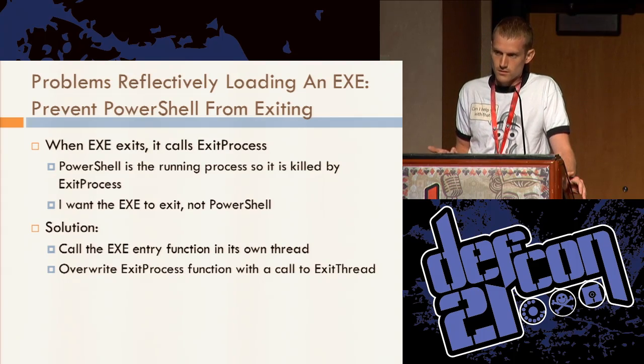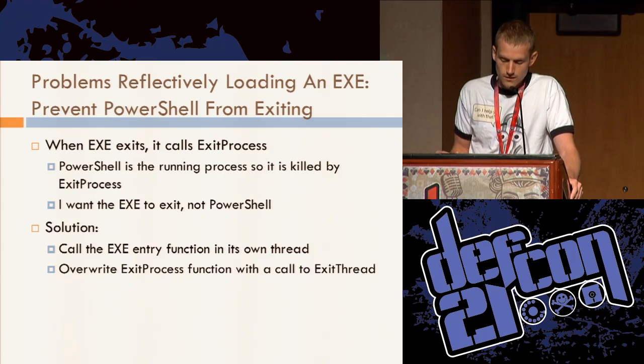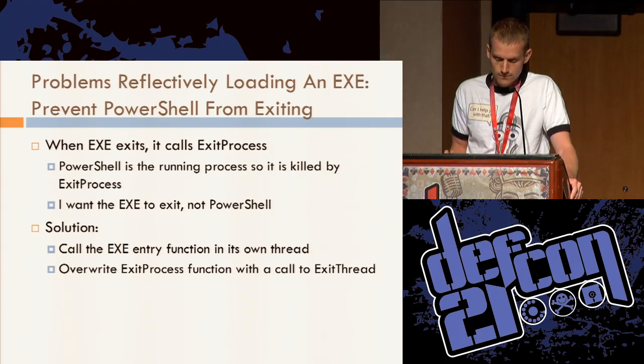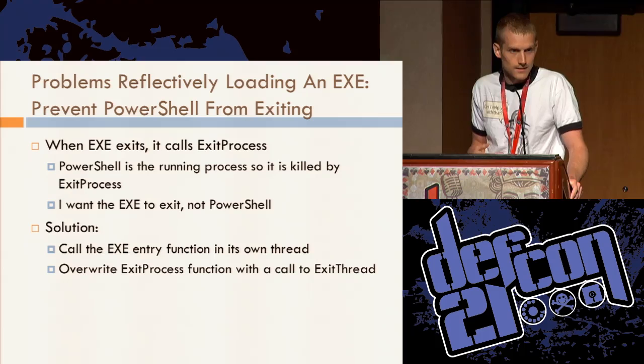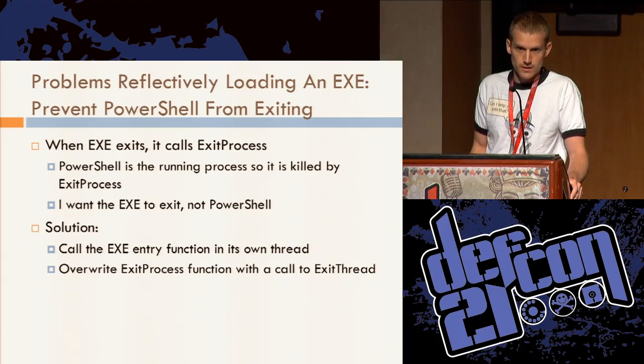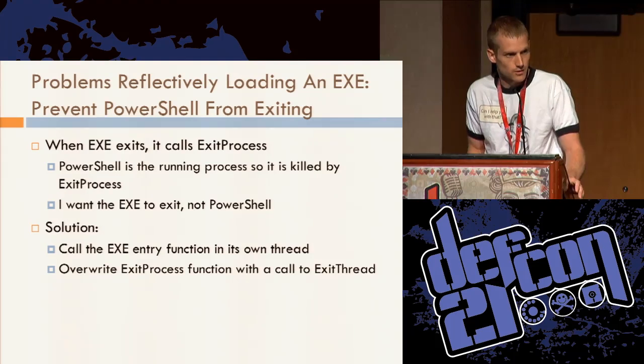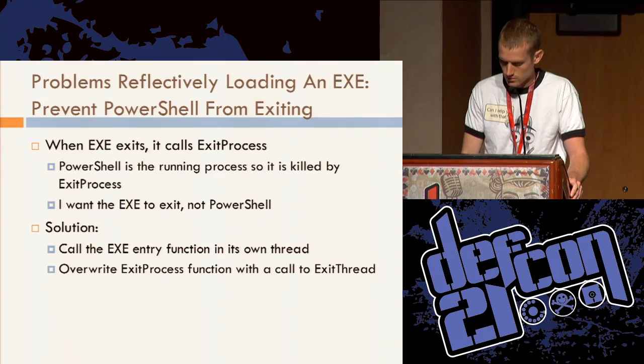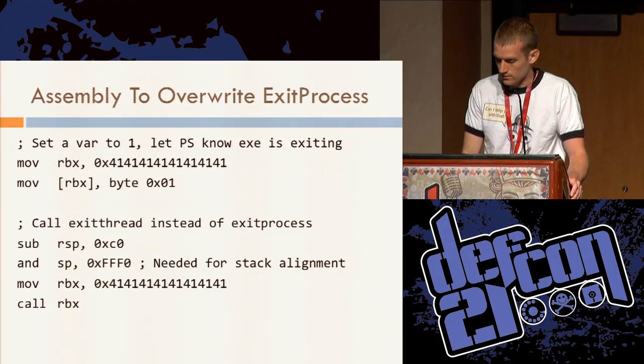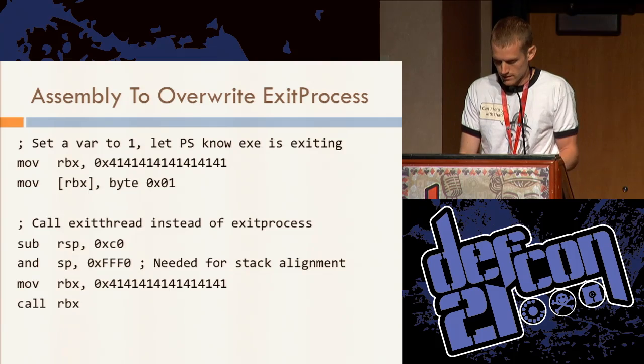It turns out there's a pretty easy solution to this. Basically what I do is I call the exe's entry function in a new thread, and then you overwrite the exit process function with shellcode that just calls exit thread instead. So the exe will start up in its own thread, and then when it's done running, it'll just nicely kill the thread that you provided for it. So it's a really clean solution. And just for reference purposes, I put assembly in here, but we don't actually need to talk about this.